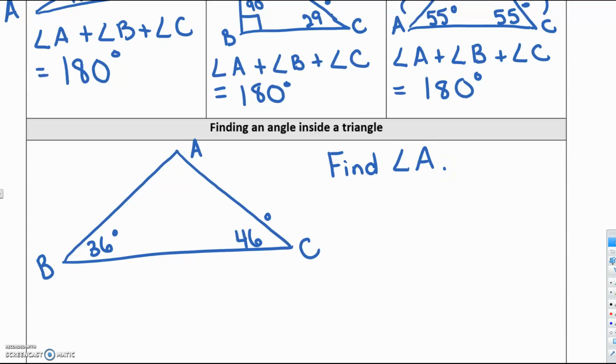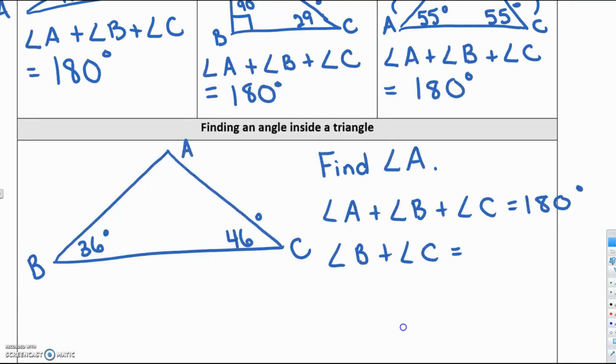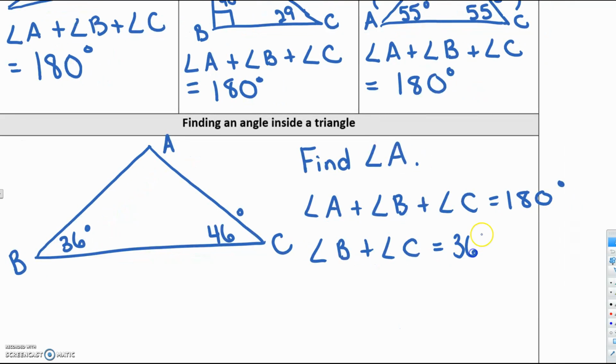And the whole point is to find angle A. So that's the instruction, and you have to show some work. You can't just start typing stuff in a calculator. So we know that angle A plus angle B plus angle C equals 180 degrees. There's a couple different ways of doing this. If you add up the two angles that you're given, we're going to add up 36 degrees, and then add 46 degrees to that.